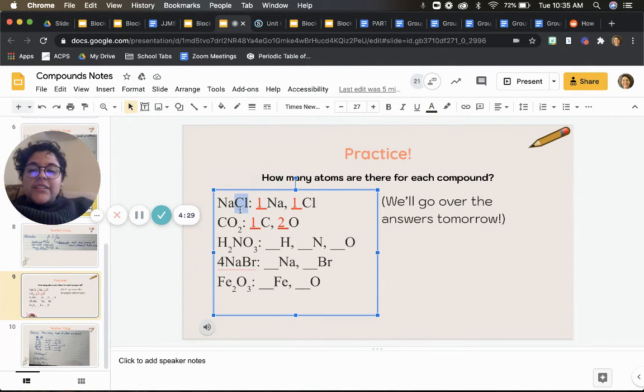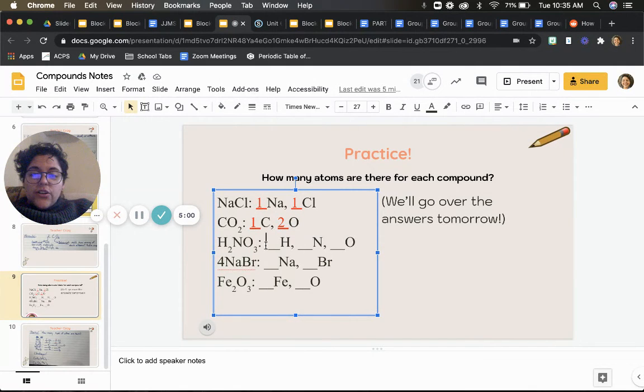And I know this because I am looking at a periodic table. So you should have one handy, and you should have a link to one, or you can just Google it as well. So here I know I have 1 sodium and 1 chlorine. So I put 1, 1. Here I have 1 C. C by itself, a big letter C, stands for carbon. So I have 1 carbon, and then here I have O2, because that little 2 is attached to the O next to it. So I have 2 oxygens.